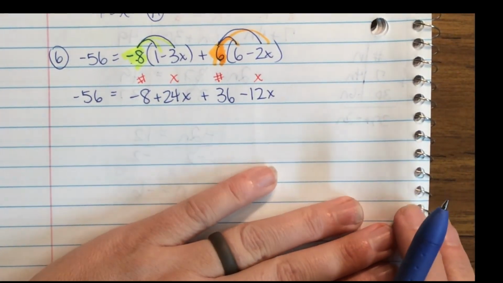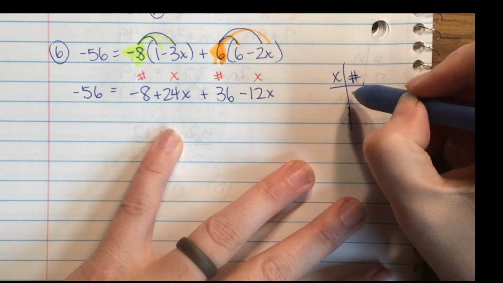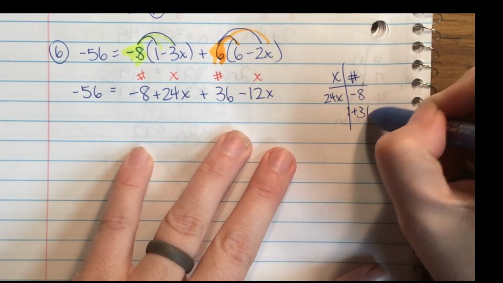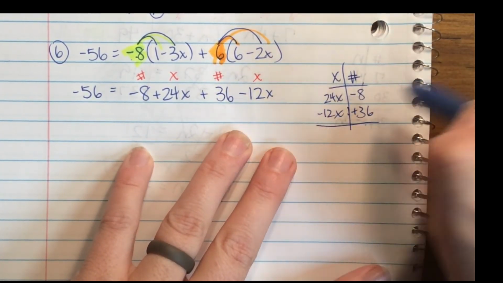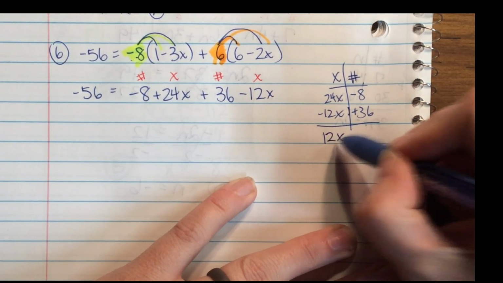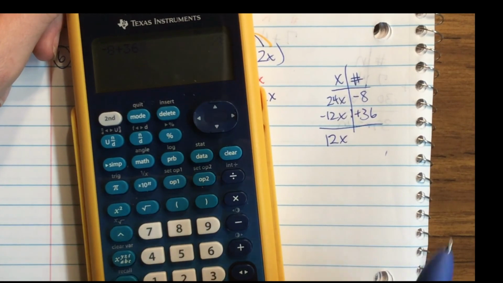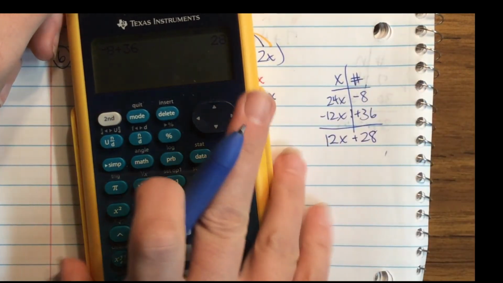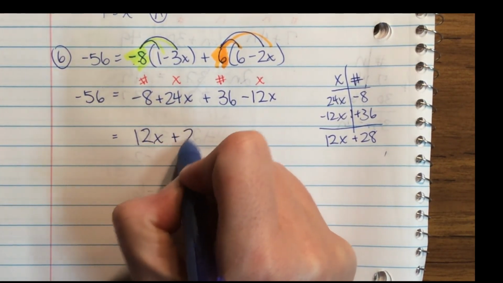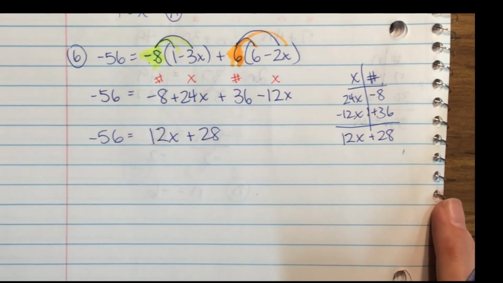And I'm going to scooch this over and make my column chart. So I have negative 8, 24x, positive 36, and then negative 12x. So 24 minus 12 is 12, so I got 12x, and then I have negative 8 plus 36, which is positive 28. So 12x plus 28 equals negative 56. So that's where we are now.